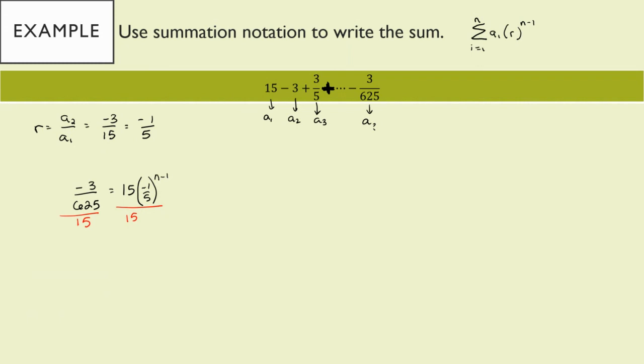So this one I actually worked out ahead of time. And that gives you negative 1 over 3,125 on the left. And then you end up with negative 1/5 to the n minus 1.